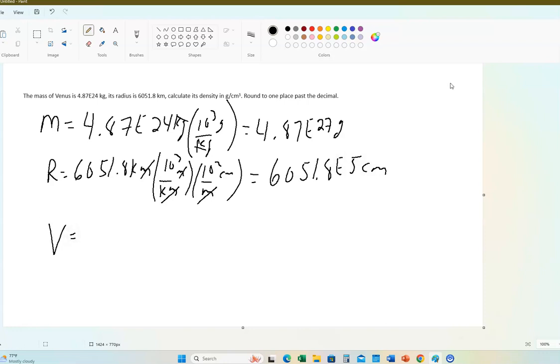And calculate the volume, which is always 4 pi divided by 3 times the radius to the third power, as long as it's spherical. And then, of course, the density is going to be the mass in grams divided by the volume in cubic centimeters. All right, so let's figure out the volume using this number here.